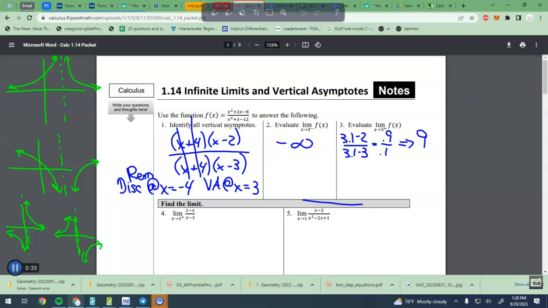So let's say 3.01. 3.01 minus 2 over 3.01 minus 3. So 0.99 over 0.01. So what's that? 99. If I added another 0, I would get 999. You know what I mean? It's just going to keep going. So as x gets closer and closer to 3, this one's going to be positive infinity.